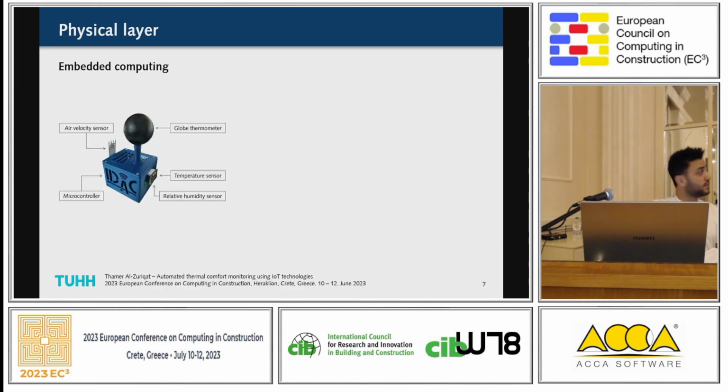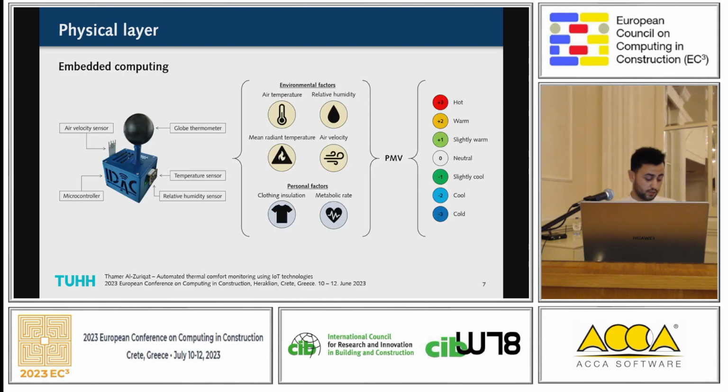And also in the microcontroller, we did some embedded computing to calculate something called the PMV, the predicted mean vote. It's a 7-point scale that represents thermal comfort, where -3 represents cold conditions and +3 represents hot conditions. To calculate the PMV value, there's an equation as defined by the ASHRAE standards.